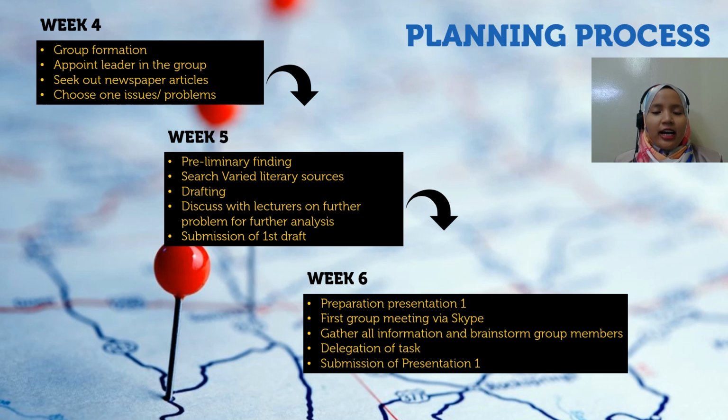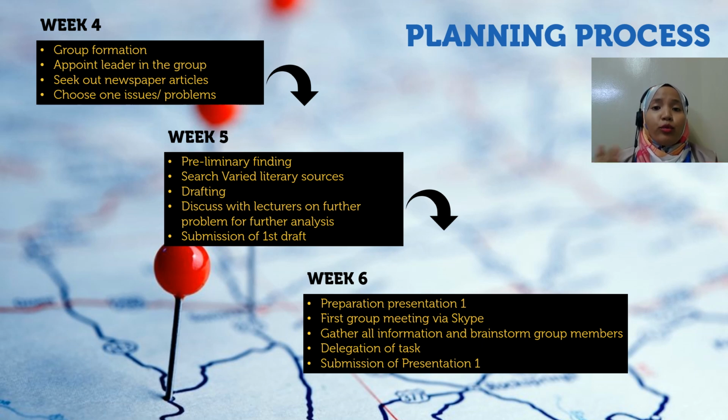I will explain in detail our planning process starting from week 4 until week 6 first. During week 4, we formed a group. We created a group WhatsApp, and from there we discussed and appointed a leader in the group. We sought out a newspaper article because we wanted to choose a project by the government, and then from there we chose one issue from the project that we had decided on.